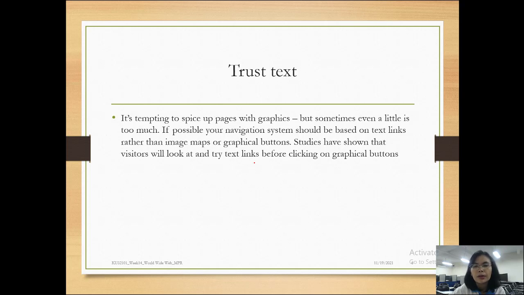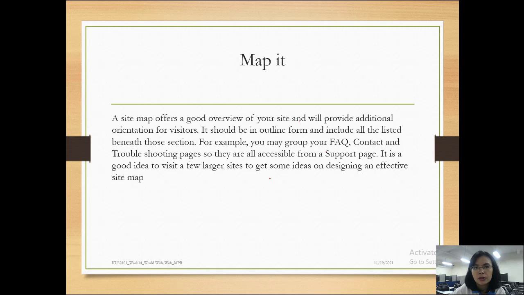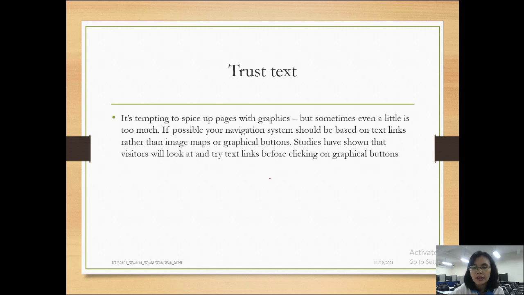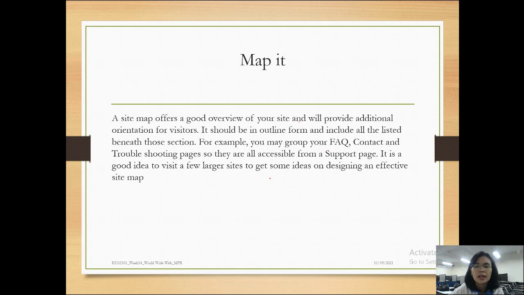Alright, so now we will look at 2 texts related to websites. So the first one is the trust text, and the second one is about map it. Okay, so both of these texts discuss how to make a good website. So I want you to have a good read of these 2 texts, and then probably you can also add some information from here to the questions in the warm-up about what you call a good website. Okay, so read these 2 texts by yourself and then identify what you call a good website.